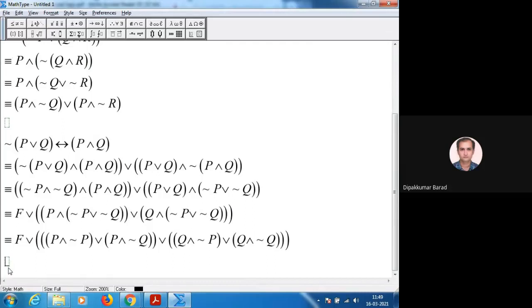Okay, so what I get is logically equivalent to, now F or any statement is the statement itself. So I can remove this F. Okay, so I get only this bracket. Now again, if I write all this in one bracket, then F or P and not Q. Okay, F or P and not Q.